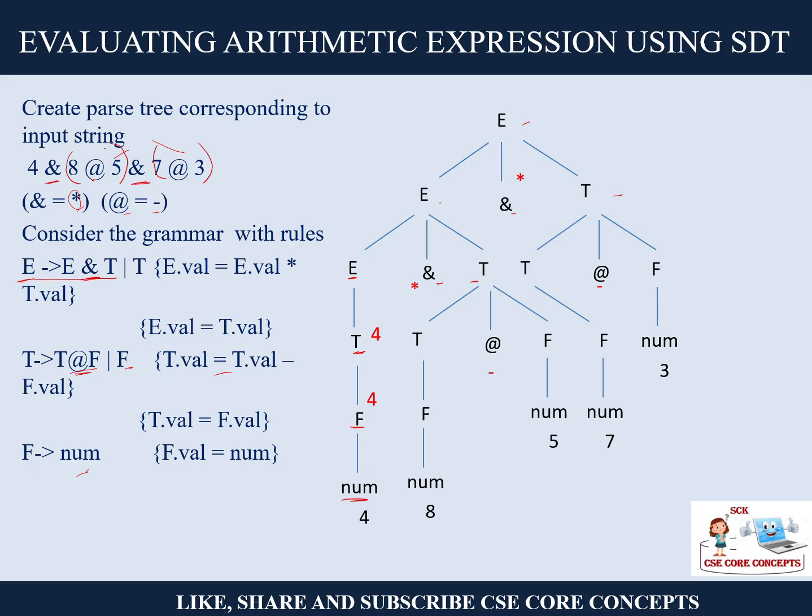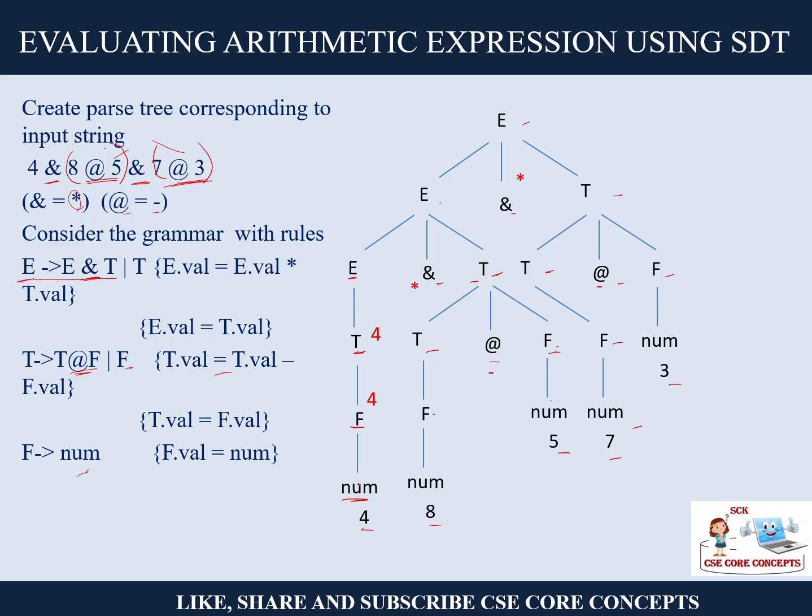out the solution. Similarly here for this T, because you have this operation in between, right? So T ampersand F. So T to F, F to number and F to number. Again on this side also you have this at the rate. So T to T at the rate F, T to F, F to number. Okay. Now at the number places you can simply put the digits 1, 4, 8, 5, 7, 3, whatever are given.